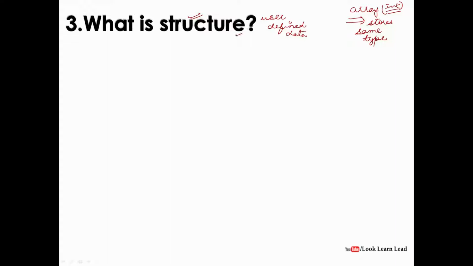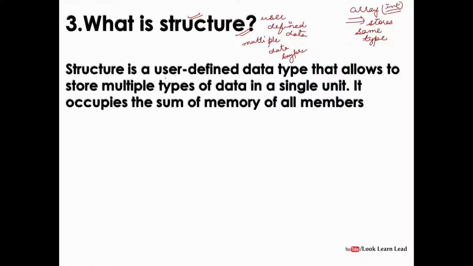Whereas a structure can store multiple data types in the same structure. We can have integer type, float type, and character type. So a structure is a user defined data type that allows multiple types of data in a single unit. The single unit is called a structure.